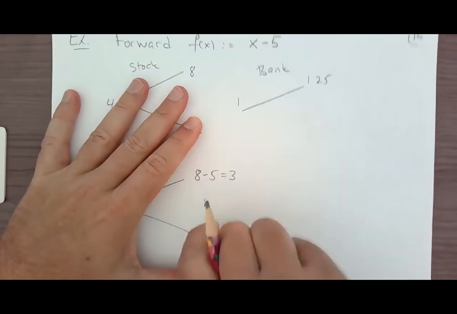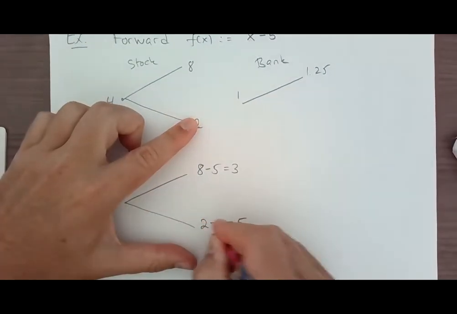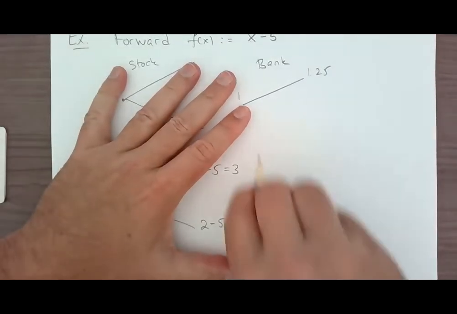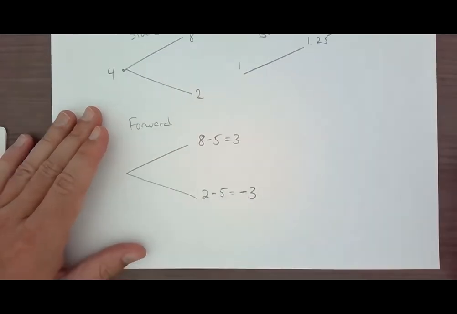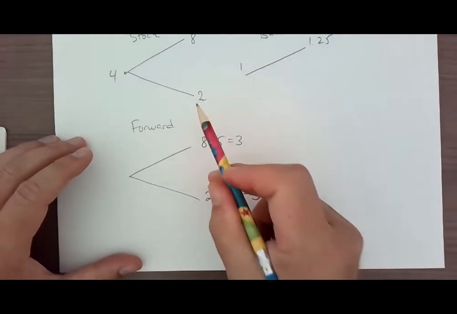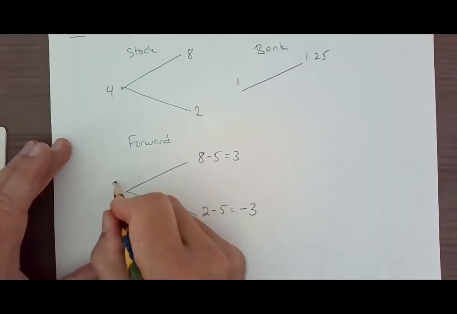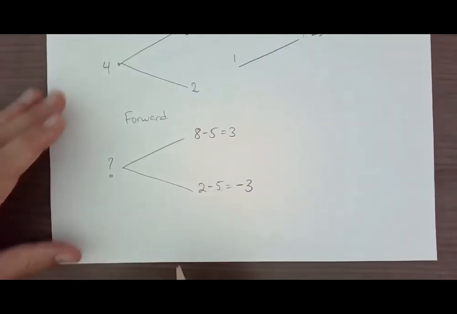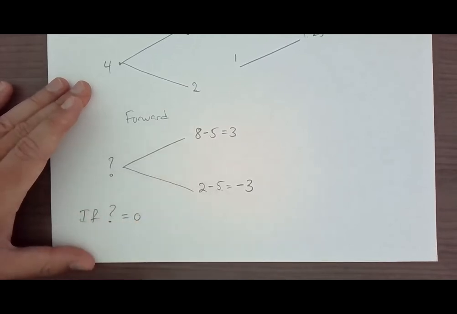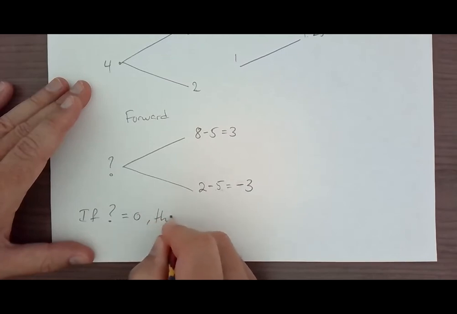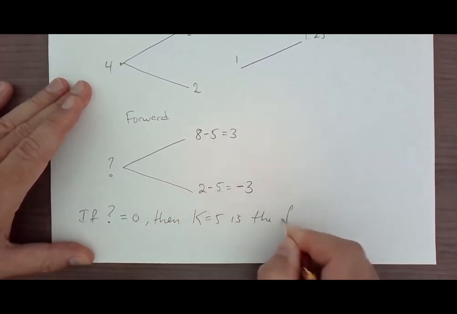This was all wrong. Aha, this was all wrong. The down price was 2. 2 minus 5, this is minus 3. Minus 3, sorry. There you go. 2 minus 5, minus 3. And the question is, what is out there? And remember, if this question mark happens to be 0, then K equal to 5 is the forward price.